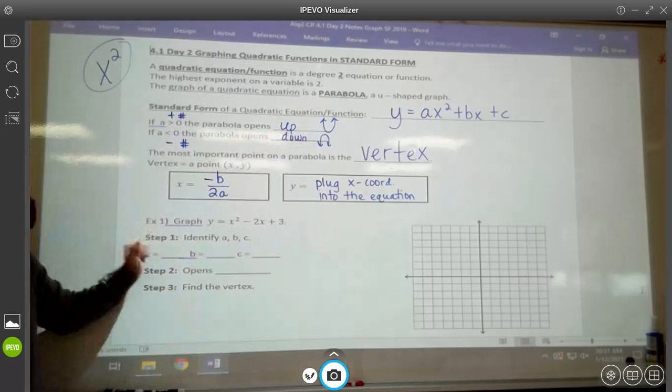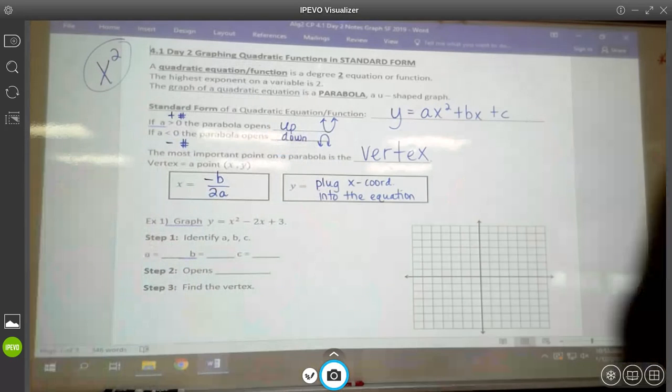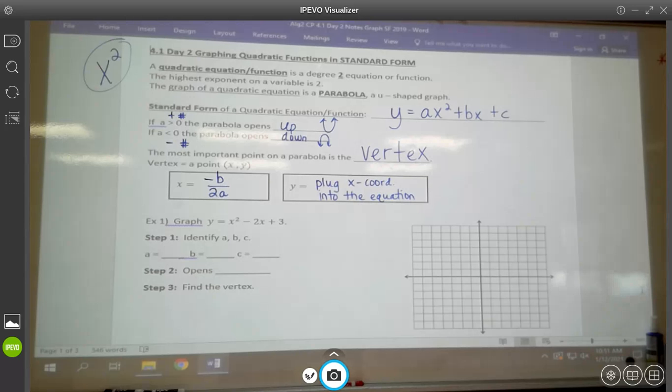All right, here we go. We're going to do this one. We're going to graph this from scratch. Give you a second to write any of that down.